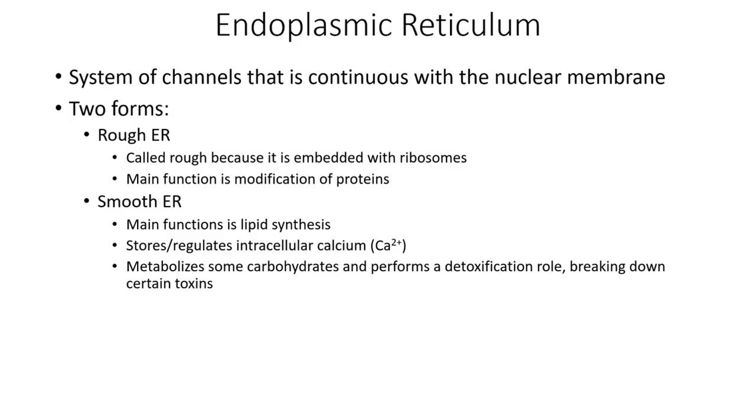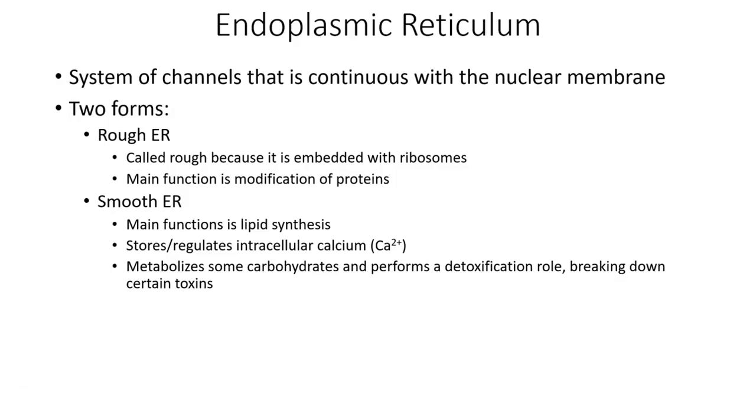So the endoplasmic reticulum, this is a system of channels, and it is called continuous with the nuclear membrane, and that just means that it is basically an extension of the membrane surrounding the nucleus. We'll talk about the nucleus in the next video because it is a super unique organelle and a very important part of the cell. We have two types of endoplasmic reticulum. We have the rough ER and smooth ER.